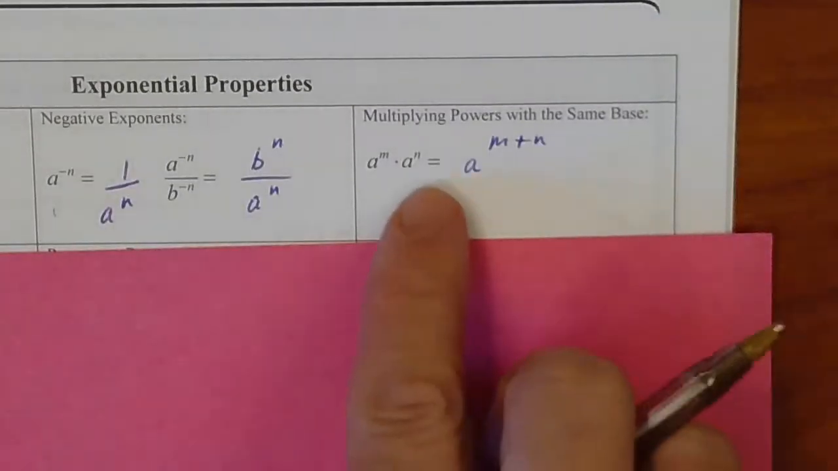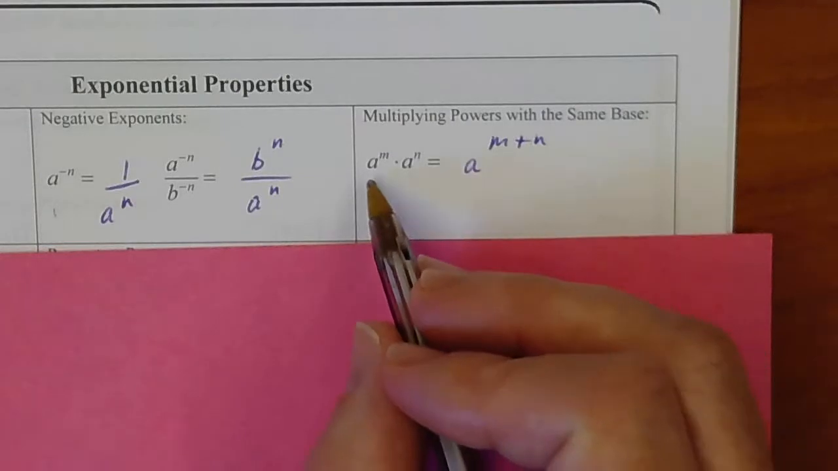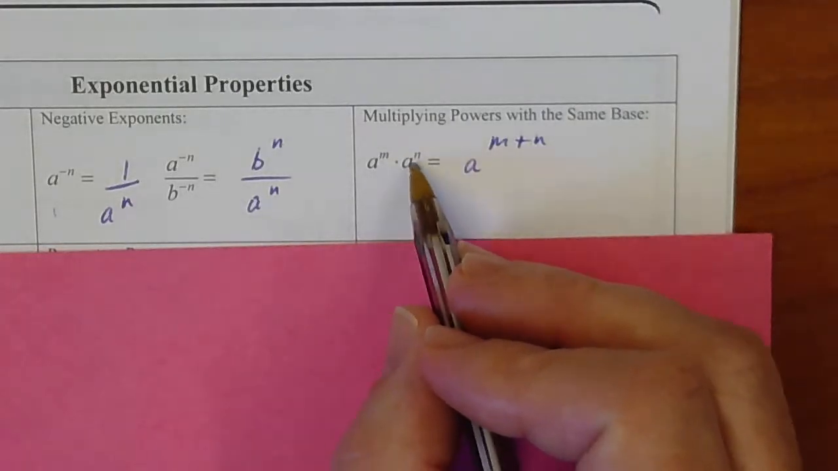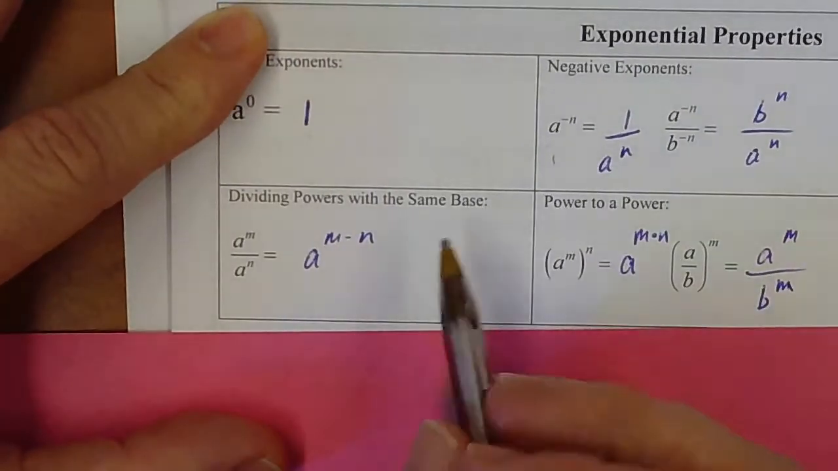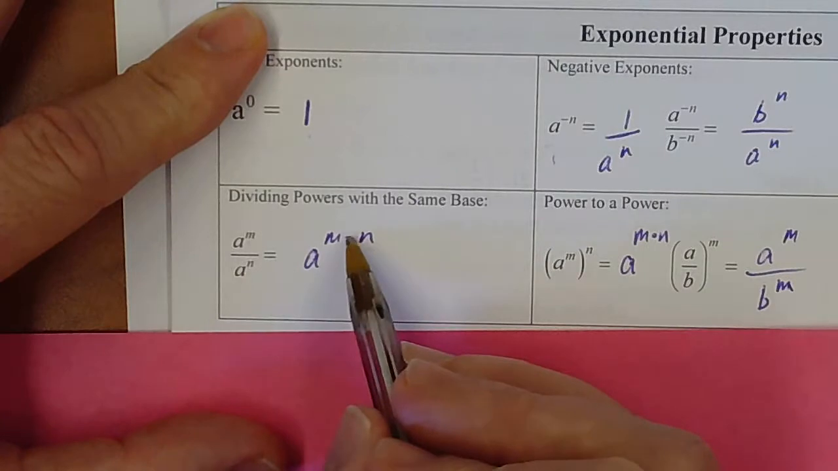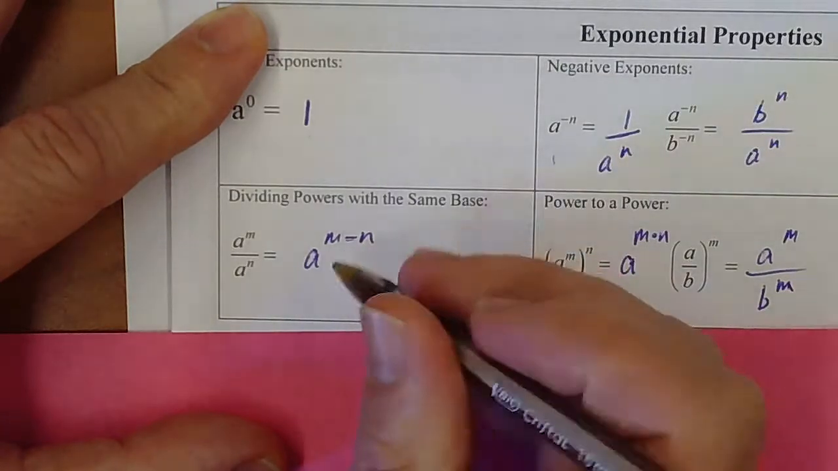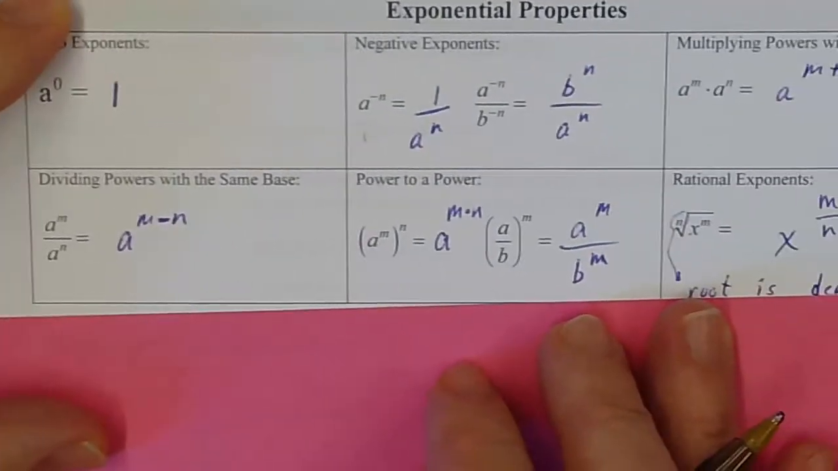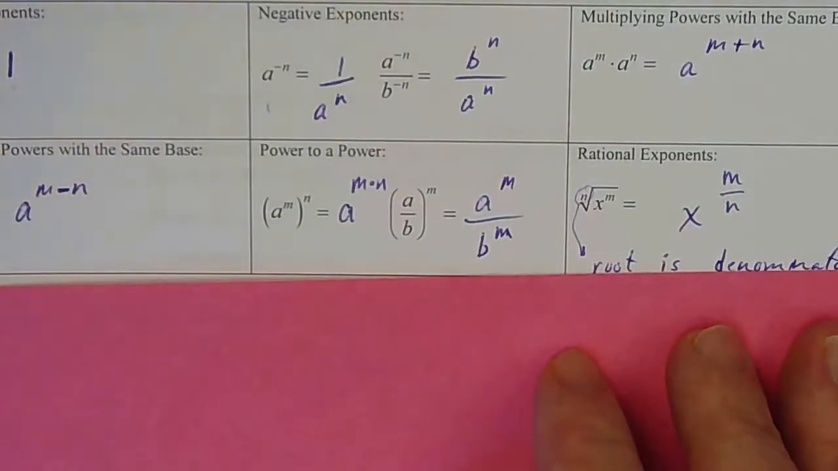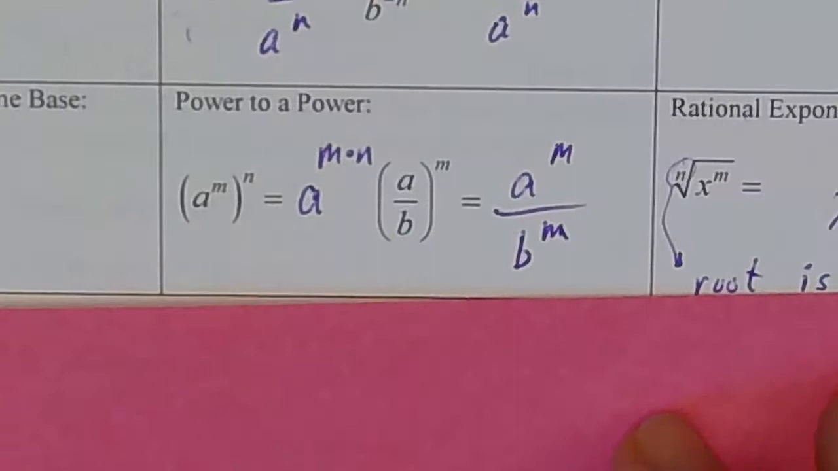Multiplying powers at the same base has come up quite a bit this year. X to the third times x squared was x to the fifth on your last test. Add them. Okay, dividing powers with the same base, we subtract in this scenario. So m minus n.